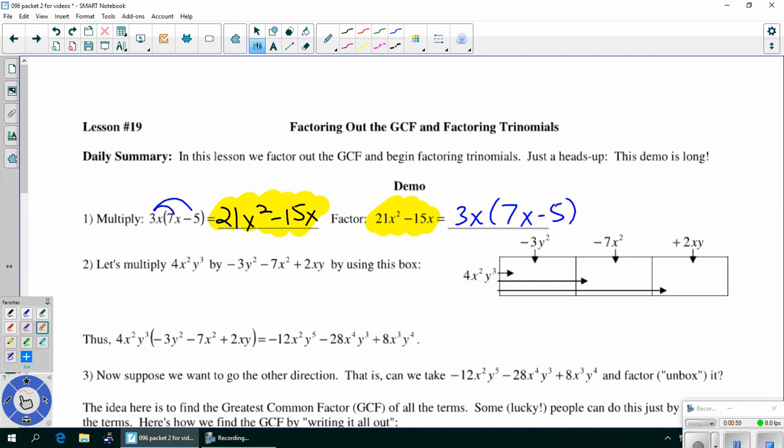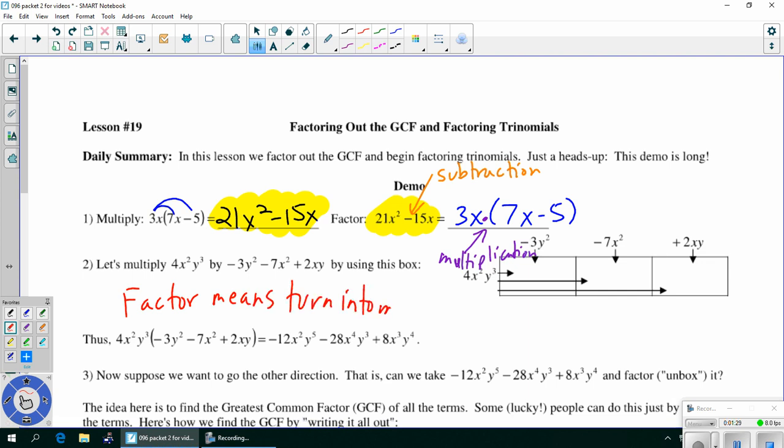So what does it mean to factor? Well, the fundamental operation in this problem is subtraction. This is the subtraction of two terms. But the fundamental operation in this version is multiplication. And I will tell you that factor means turn into multiplication. So we turned a subtraction into a multiplication.